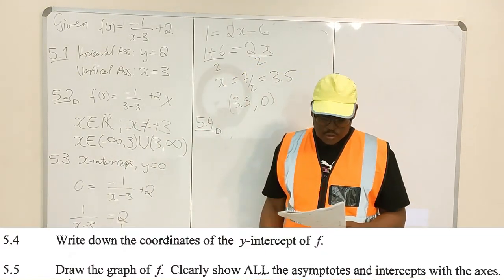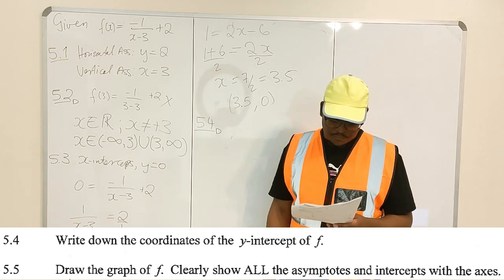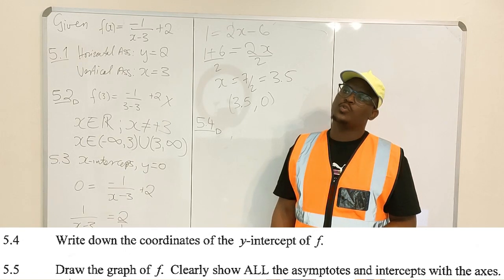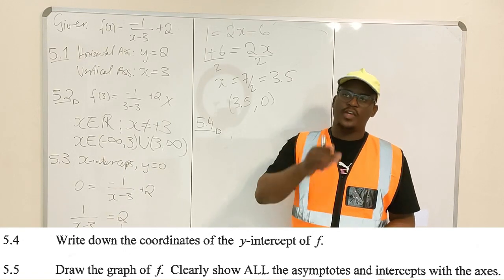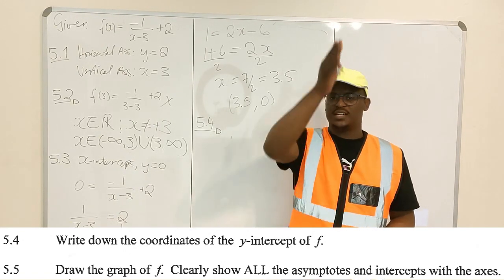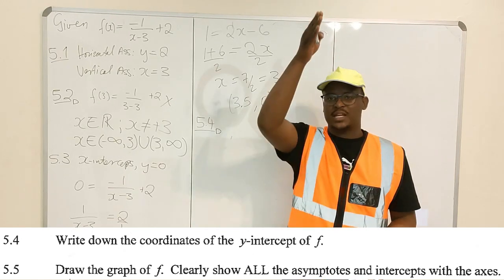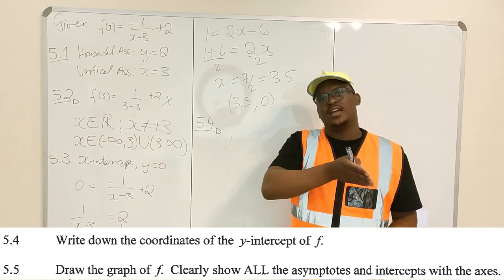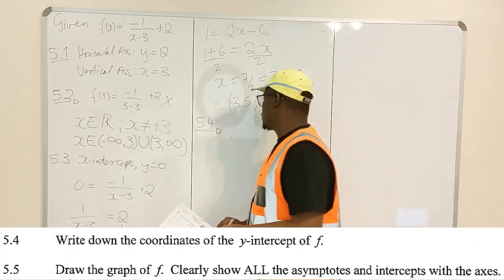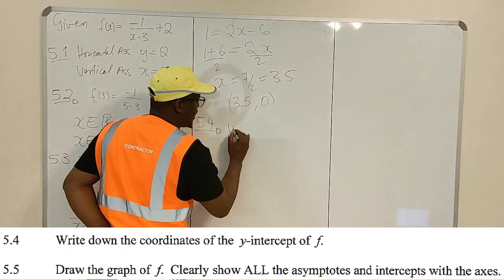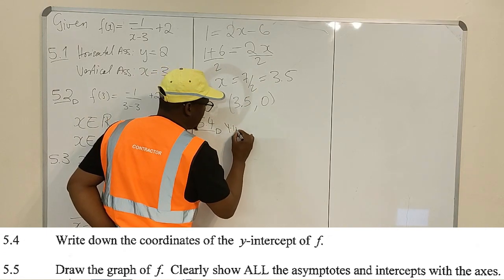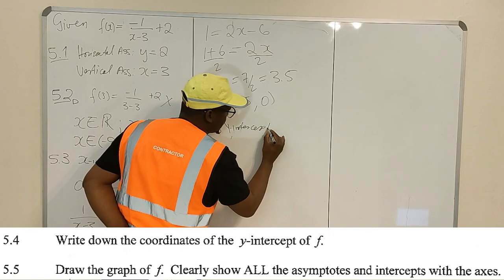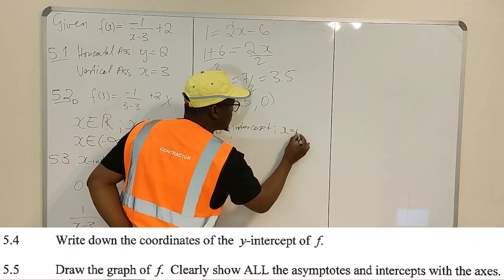Okay, so now we do 5.4. Write down the coordinates of the y-intercept of f. So they want us to find the coordinate of the y-intercept. So where does this function intercept the y-axis? So you know when it intercepts the y-axis, x is 0 there, right? So we want the y-intercept. x is equal to 0 there.